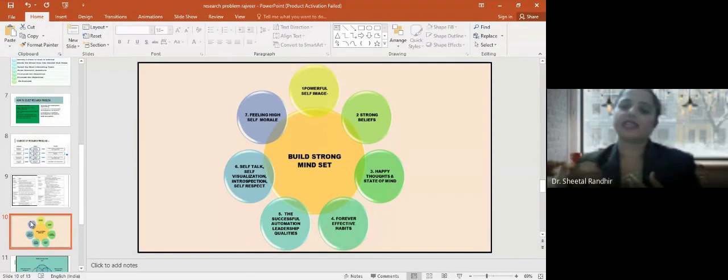And the successful automation leadership qualities must develop while doing your research, because nobody is coming from the sky and nobody is going to complete your research. You have to complete your research on your own.